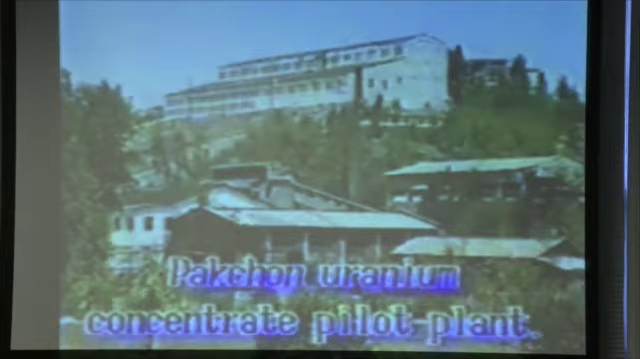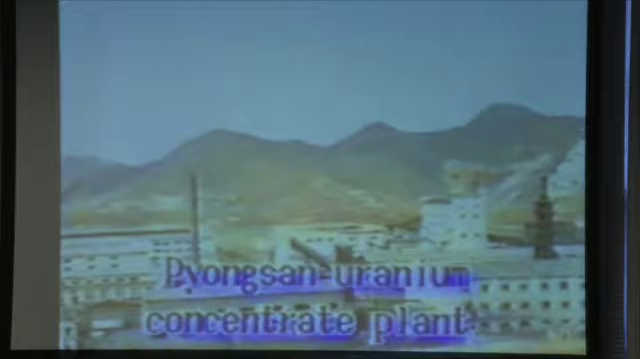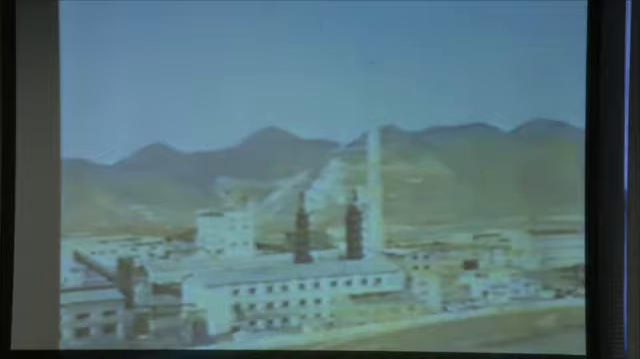This would be a uranium mill. Decommissioned, and the more modern Pyongsan plant. At Pyongsan, the uranium is removed from anthracite, and byproducts like vanadium and nickel are produced.